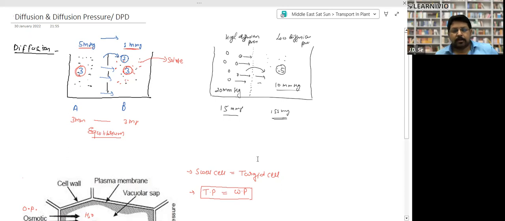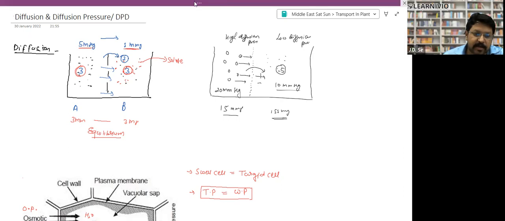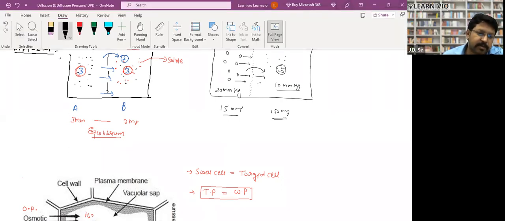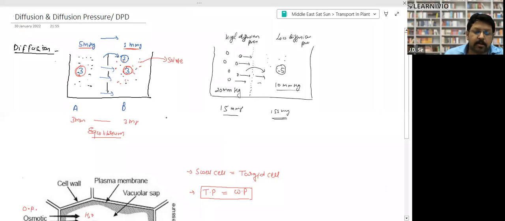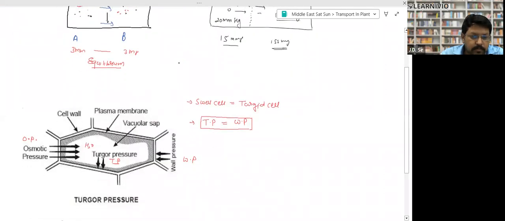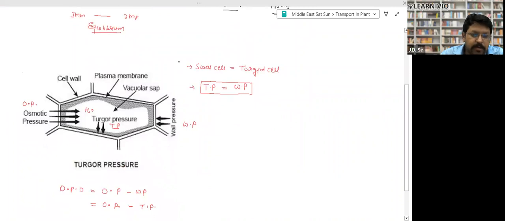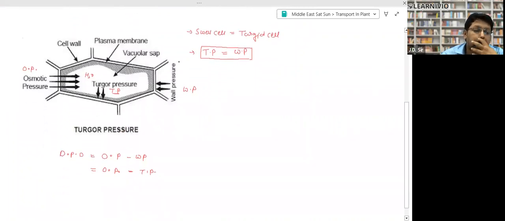Yes, sir. Okay. So, the amount of the pressure which is deficit, right? This is called diffusion pressure deficit, right? DPD. Now, this diagram is very important. Look. Water will start moving from high osmotic pressure to low osmotic pressure, right? So, it will start moving. So, the osmotic pressure will be exerted from outside to inside the membrane, right? So, it will be exerted from outside to inside in the membrane, right?